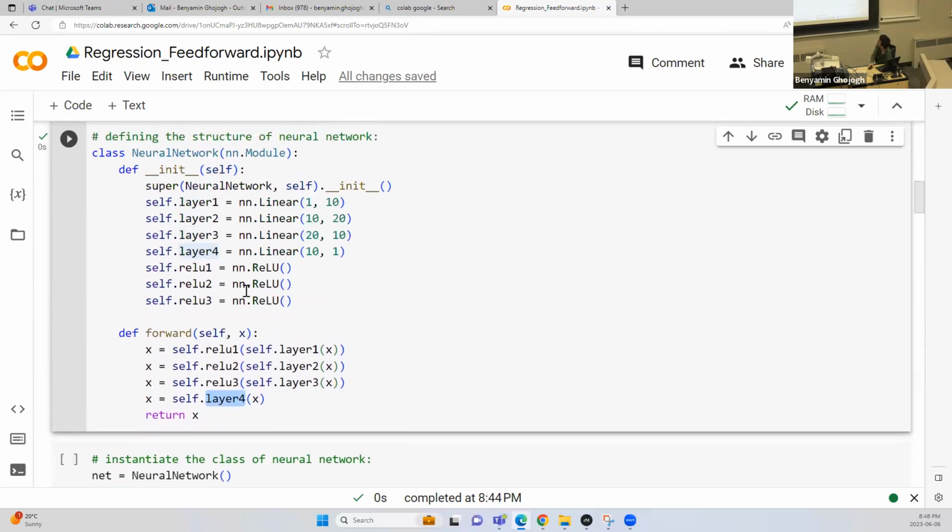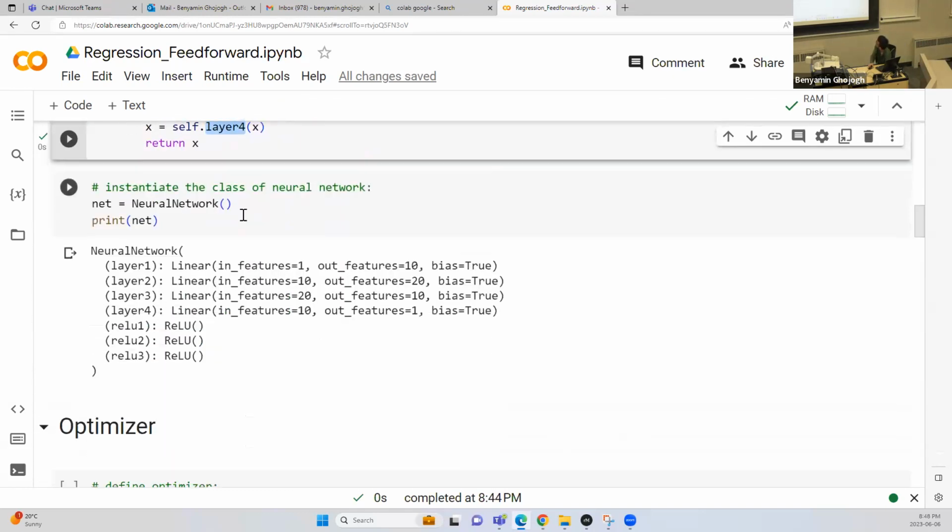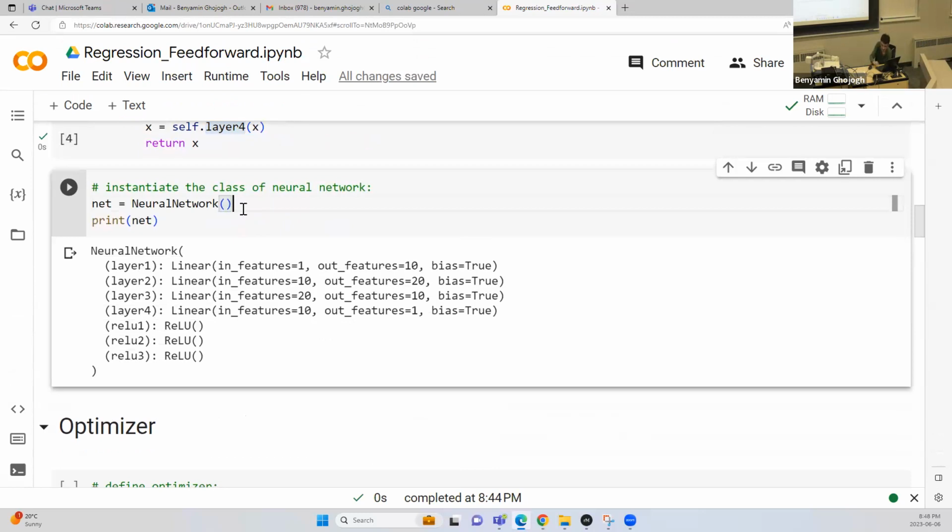Did I run it? Yes. Now I defined the neural network class. Let's make an object of it.